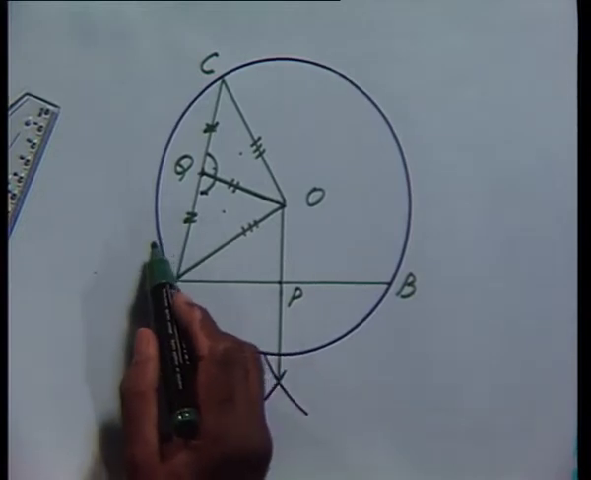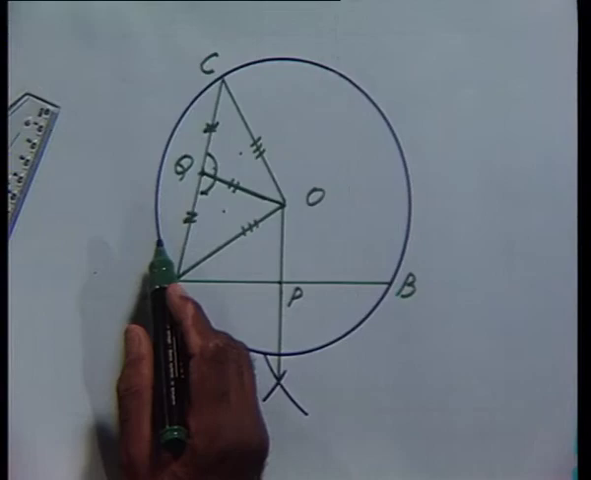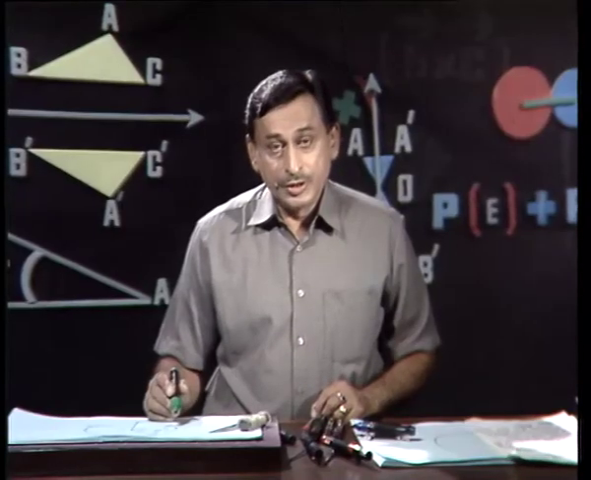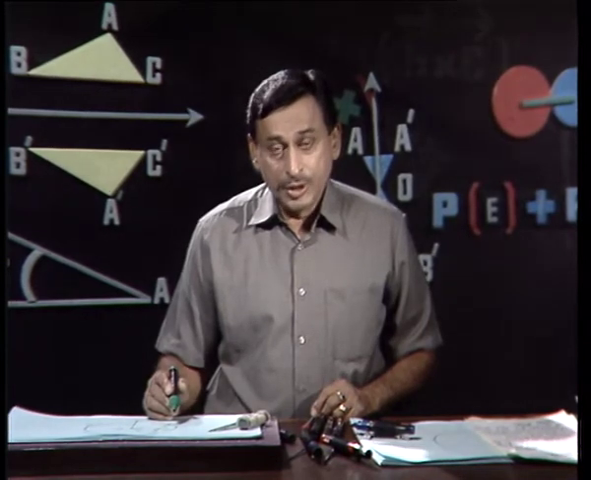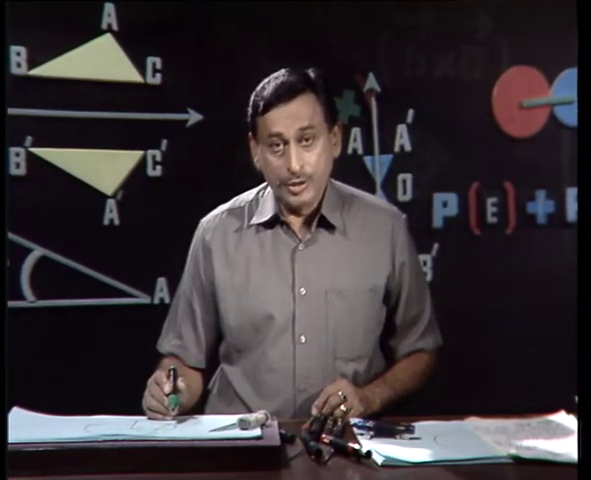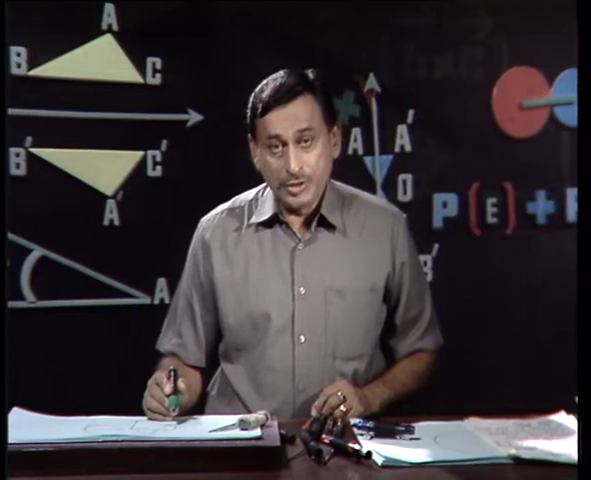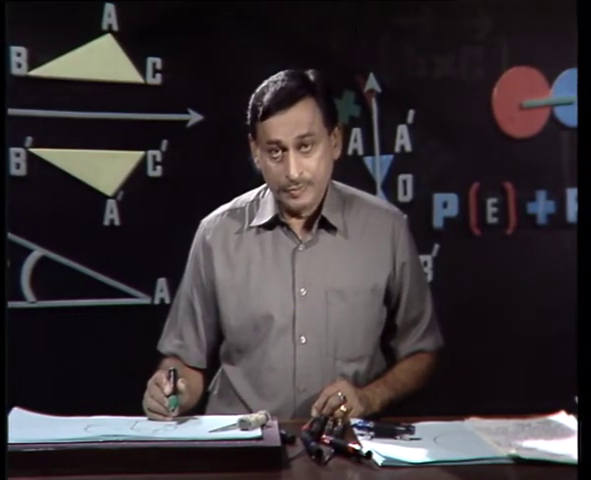So, in this we are having two situations. One is, in case I draw a perpendicular from the center to a chord, then it bisects the chord. And secondly, if the middle point of a chord is joined to the center, then that line joining the middle point of the chord to the center is perpendicular to the chord. Now, this is giving us a very useful idea.